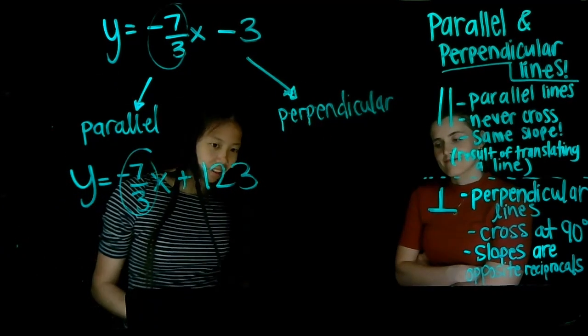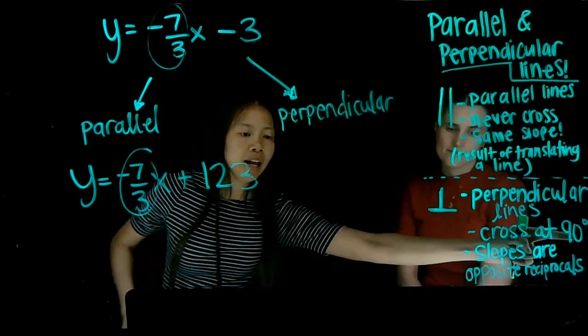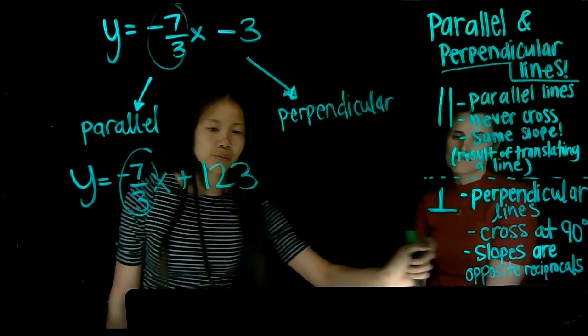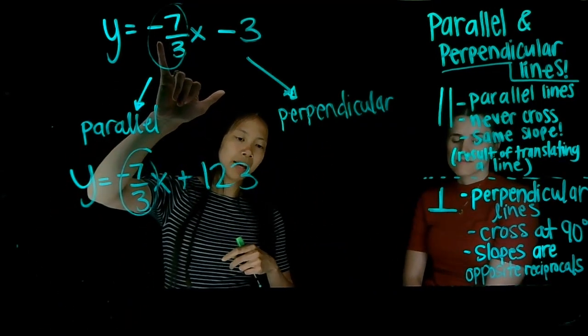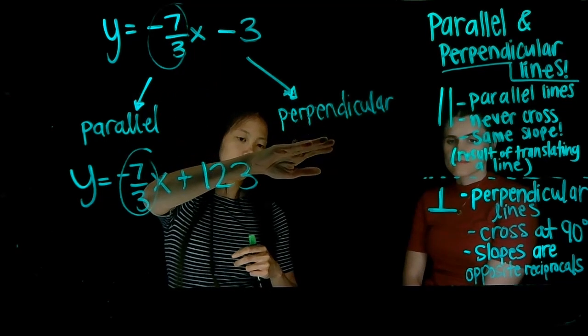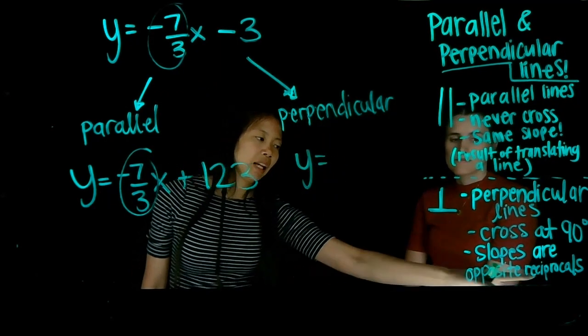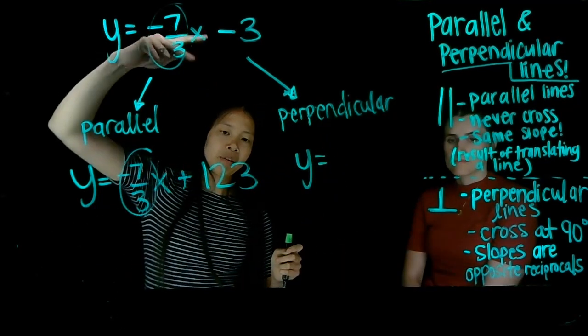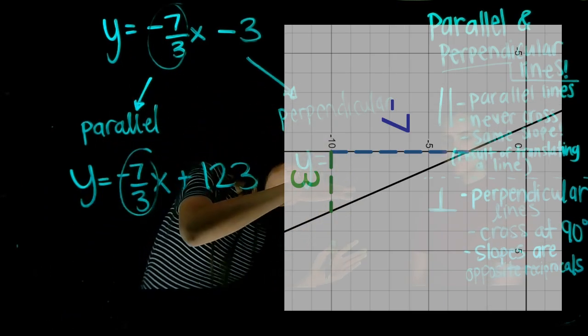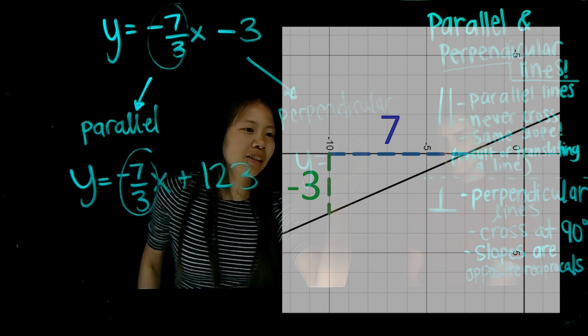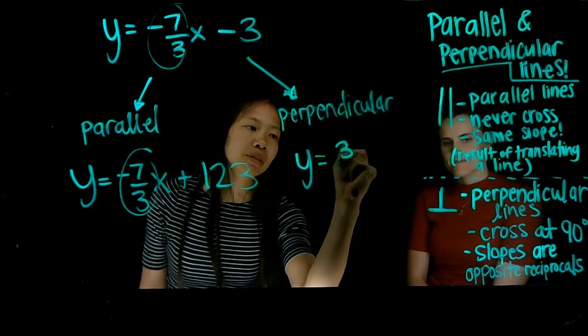Remember that perpendicular lines cross at 90 degrees and our slopes are opposite reciprocals. So opposite means they have the opposite sign. So because this is negative, I know that my perpendicular line will have to be positive. So it'll be a positive slope. And the reciprocal means I invert my fraction. Instead of going down 7/3, if we were to rotate ourselves, we would go over 7, down 3 instead. So we would say that this is positive 3/7.